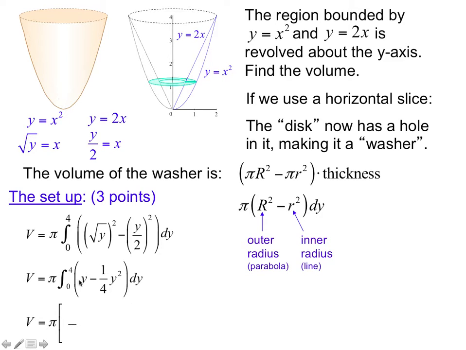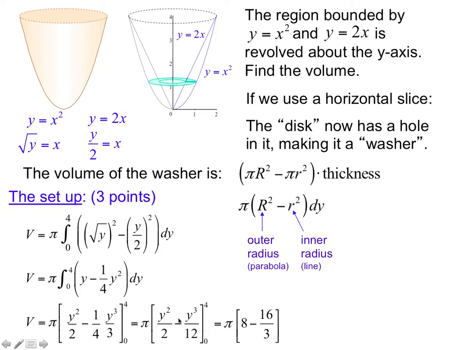So we've got the antiderivative of y is y squared over 2. And then the antiderivative of this, we'll get the quarter out front, and then this is y cubed over 3. Then we can plug in the 4 and the 0, and we'll gloss over the fractions at this point because you can handle the fractions. Simplified, this is y cubed over 12, and then putting in the 4 gets us 8 minus 16 thirds. And again, putting in the 0 just gets us 0, so that's 8 pi over 3.